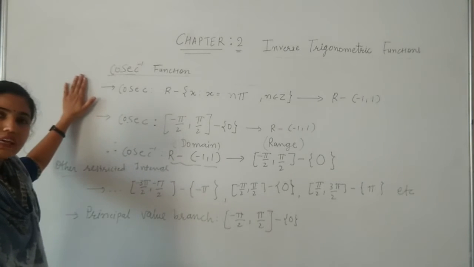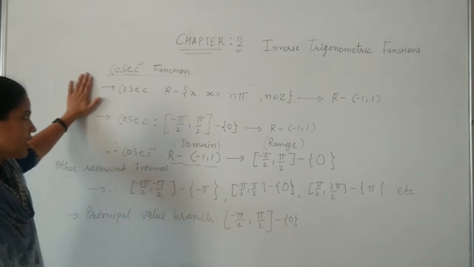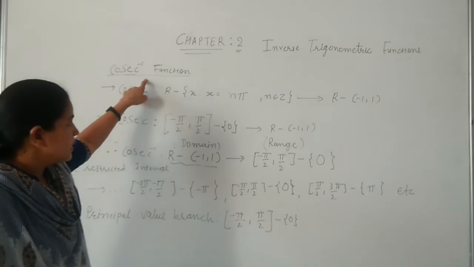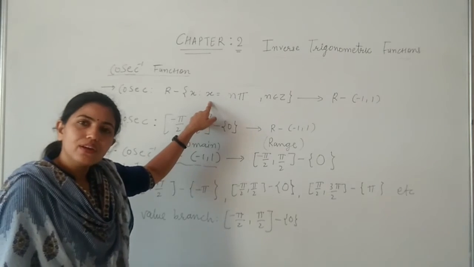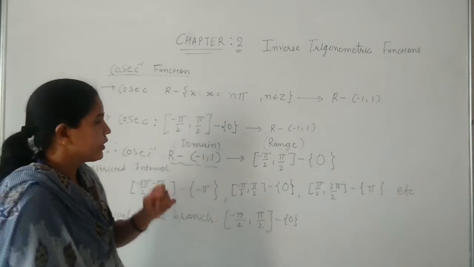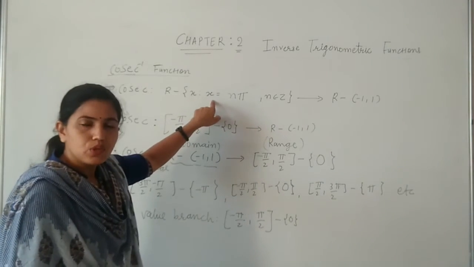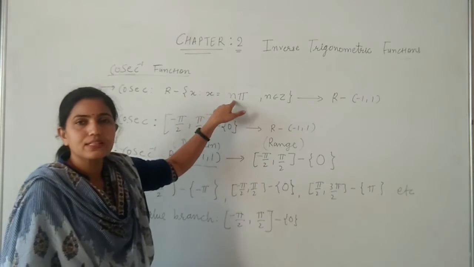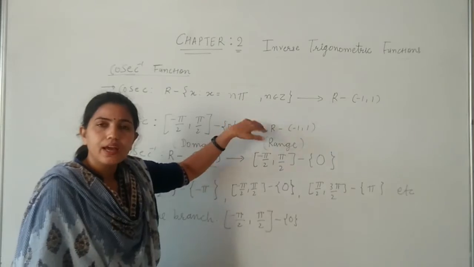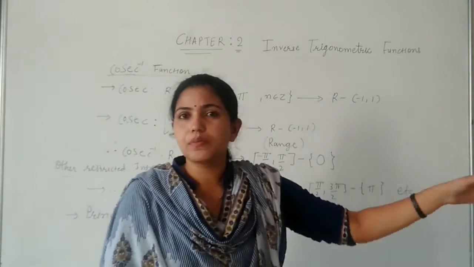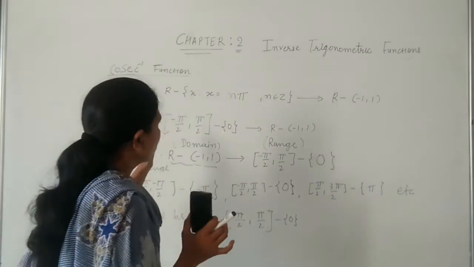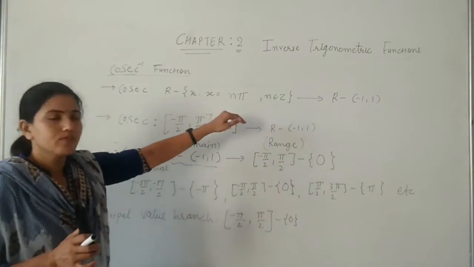Here, the cosec inverse function. In the cosec inverse, remember this is the reciprocal of the sine. Therefore, whenever the sine is not defined, that point we have to minus. So from R we will minus out all these x, where x is equal to n pi, and it will give you all the real numbers except the open interval minus 1 to 1. So this is your cosec inverse.